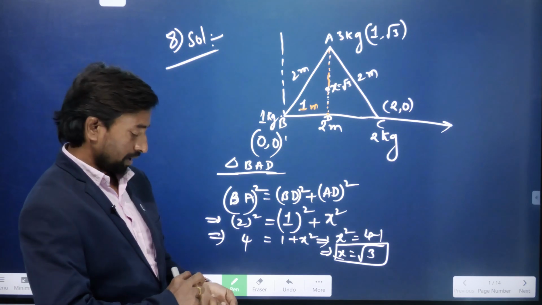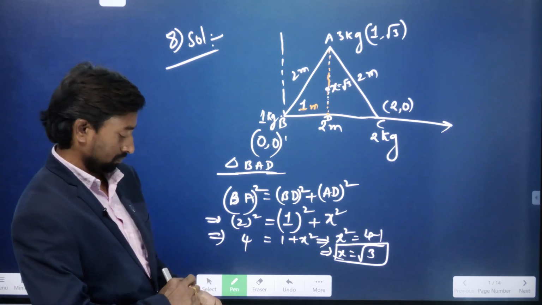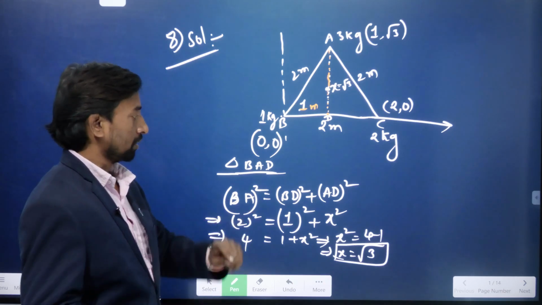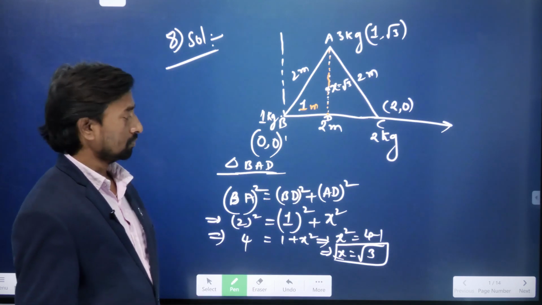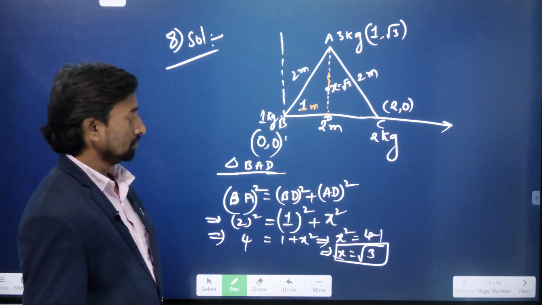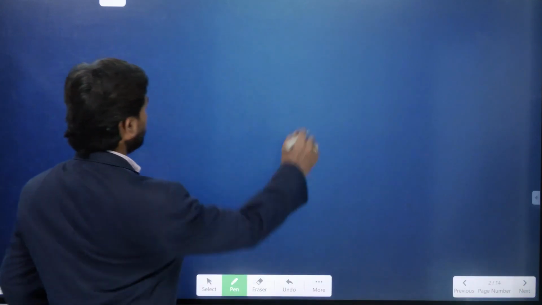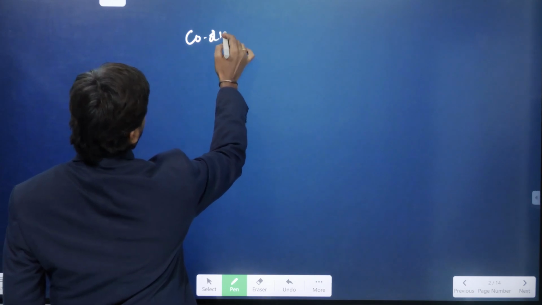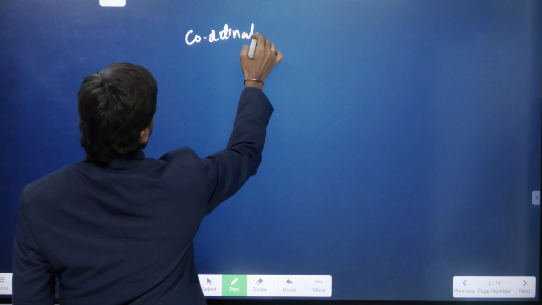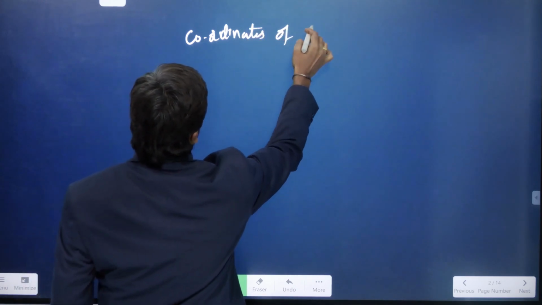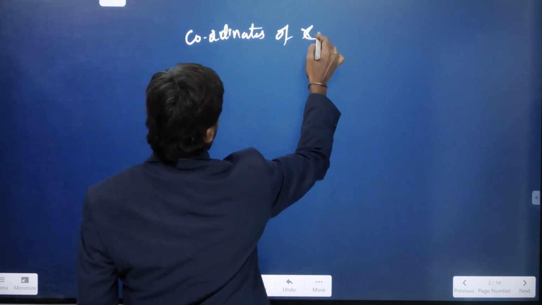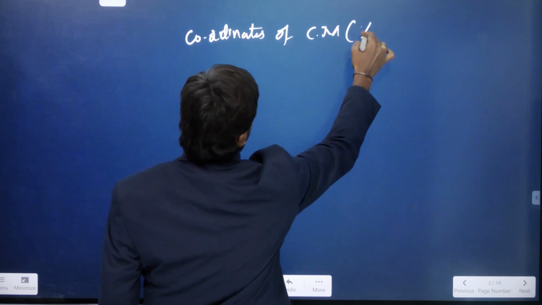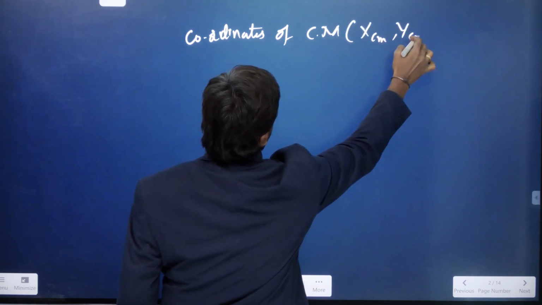Okay. So we know the formula xcm. Now the coordinates of the center of mass we'll see. So up to here you write down, in the next page we'll do. Okay. In the next page you see here. Coordinates of center of mass. So that is xcm comma ycm.